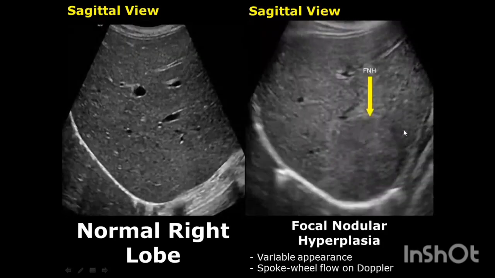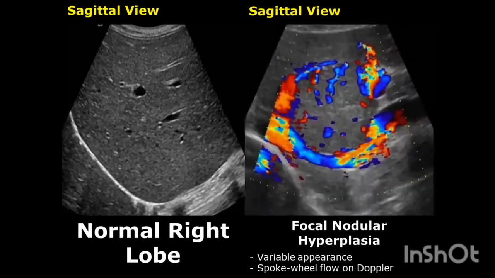Focal nodular hyperplasia is another benign lesion of the liver. This can have variable appearance. It can be isoechoic. It may also be hypoechoic. It has a main feature on Doppler, that is the spoke wheel appearance. When we apply Doppler, we will have this type of flow which resembles a spoke wheel, and this is a feature of focal nodular hyperplasia.